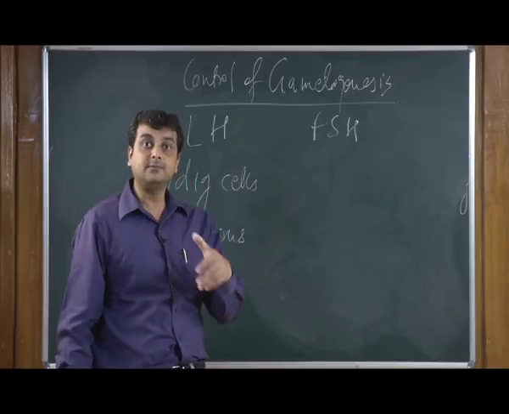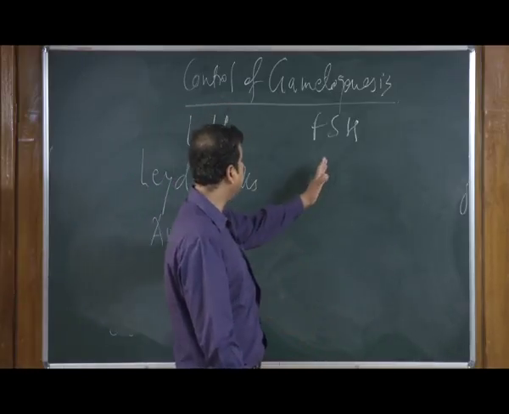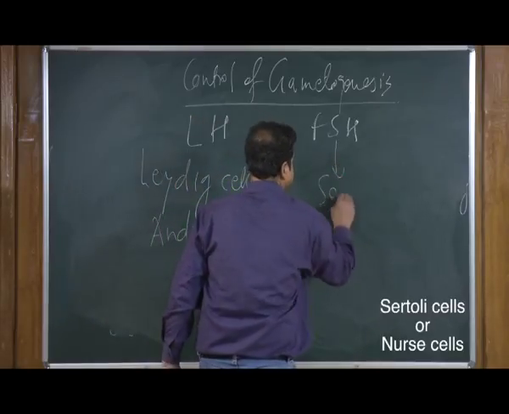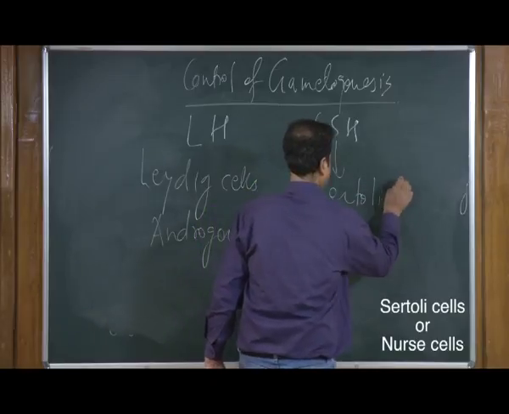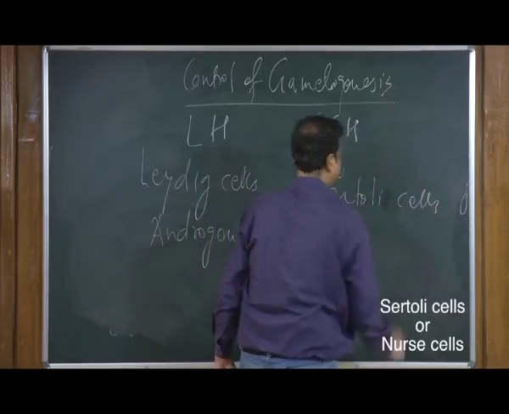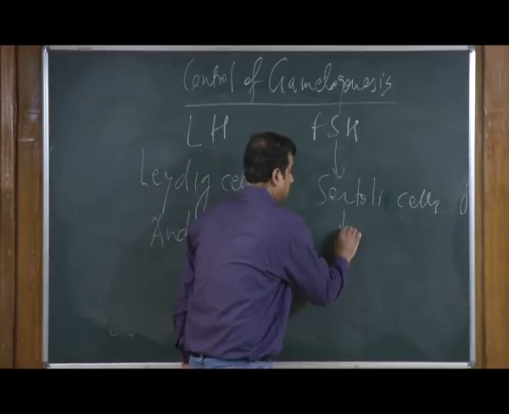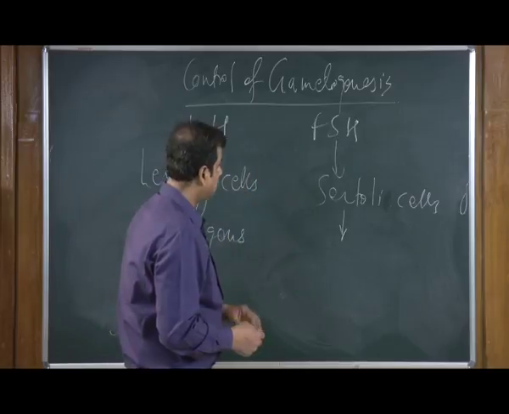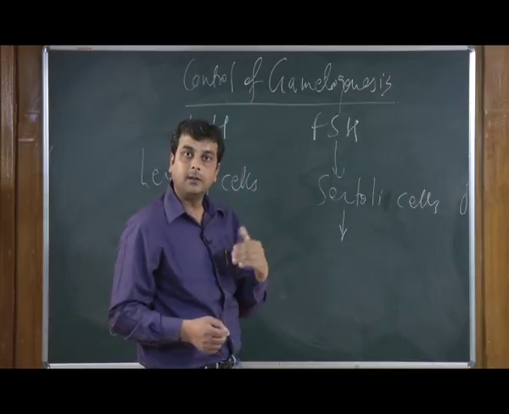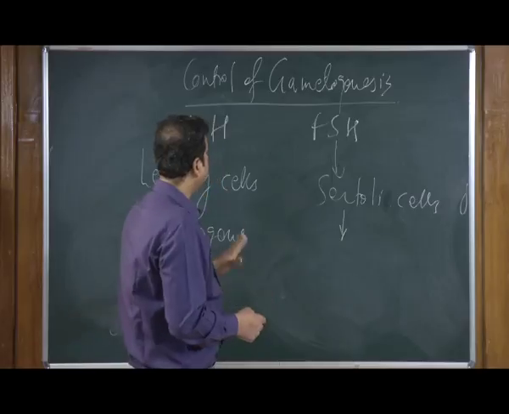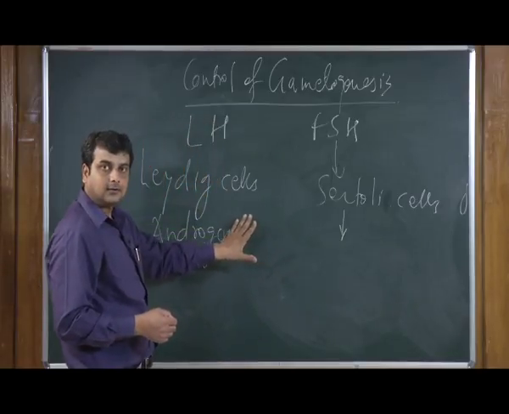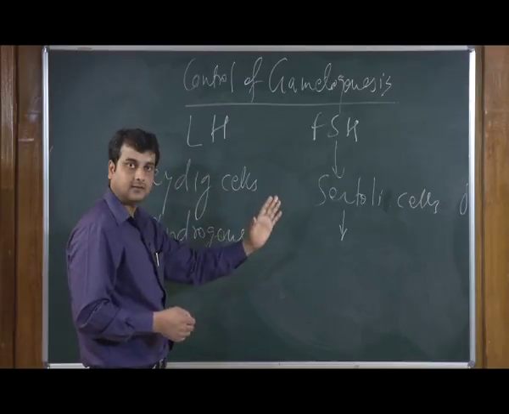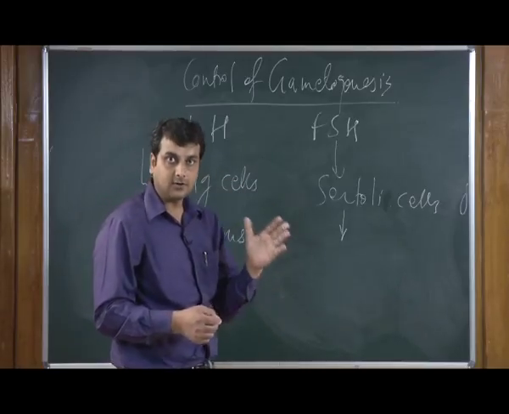While FSH will act on the distinct Sertoli cell and other areas and help in spermatogenesis. This will act on Sertoli cells in order to do our actual spermatogenesis. So this Sertoli cell will eventually help in the spermatogenesis process. So this is all about the male gamete formation, the spermatogenesis process, and how LH and FSH are controlling this gamete formation in the male.